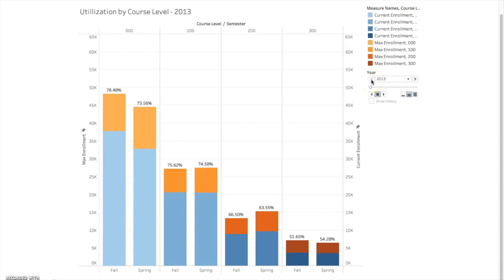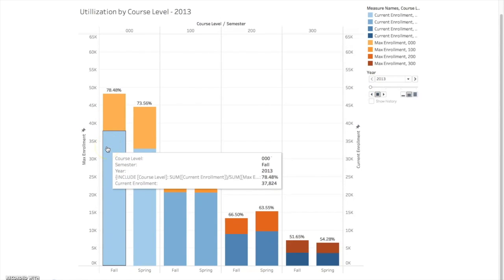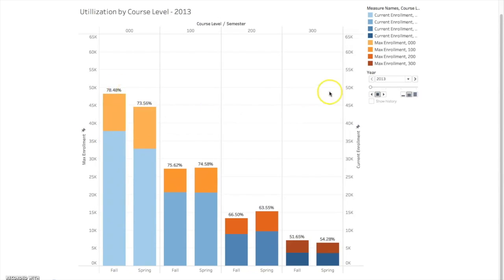This visualization shows classroom utilization by course level. The orange bar represents the sum of maximum enrollment, and the blue bar represents the sum of current enrollment. The percentage of maximum enrollment is labeled on each bar. 0 level courses have the highest total enrollment and utilization. This is likely due to the fact that many of these courses are required or prerequisites to other courses.